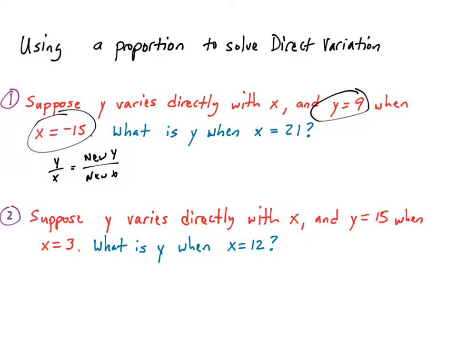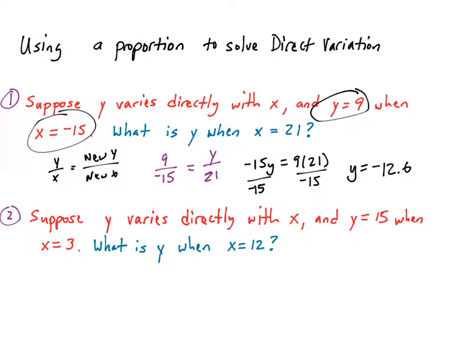So ideally, we've got 9 over negative 15 equals y over 21. And then the goal with any proportion would be to cross multiply and divide as needed, and we should figure out what y equals. So we would cross multiply, we get negative 15y equals 9 times 21. Then we'll divide by negative 15 on both sides, and we're going to get that the y value in this case should be negative 12.6.